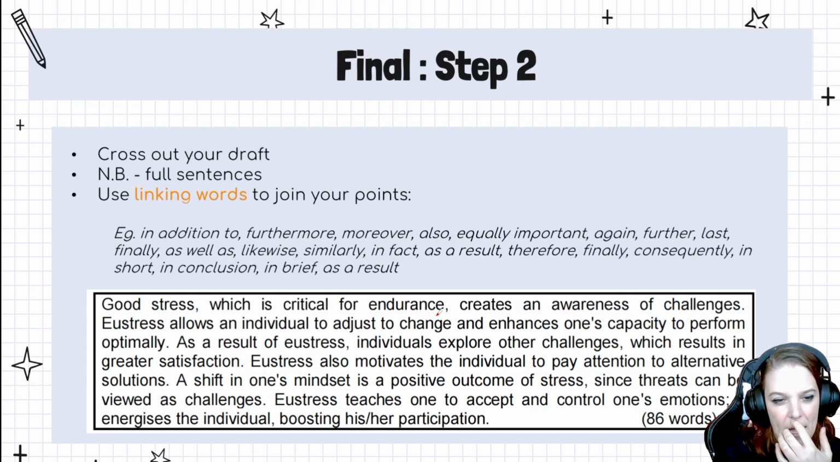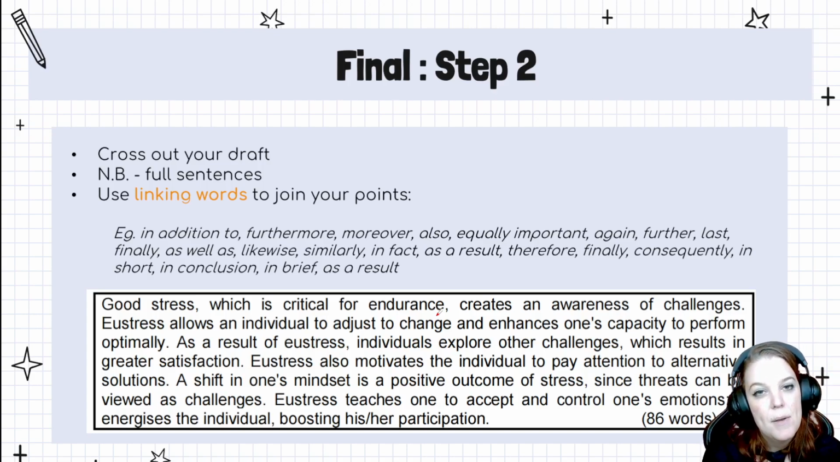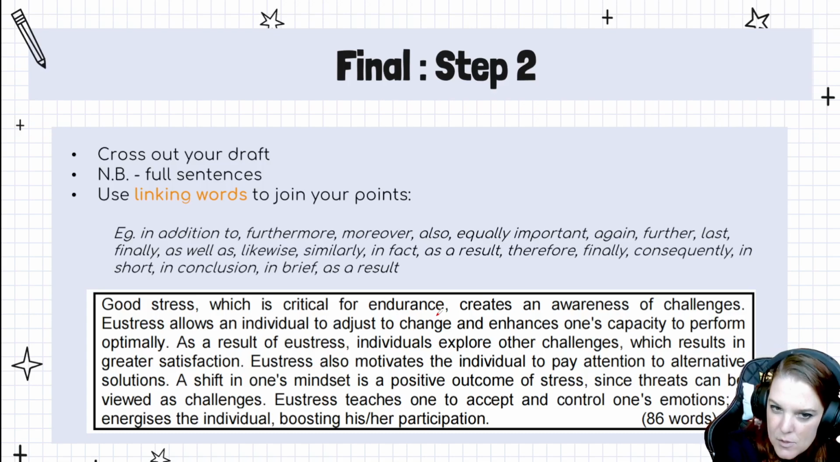Okay, so you can have a look at this example here. Good stress, which is critical for endurance, creates an awareness of challenges. Or stress allows an individual to adjust to change and enhances one's capacity to perform optimally. As a result of all stress, individuals explore other challenges, which result in greater satisfaction. All stress also motivates the individual to pay attention to alternative solutions. Yeah, so here are some connecting words, as a result of, and let me see if I can find some more.